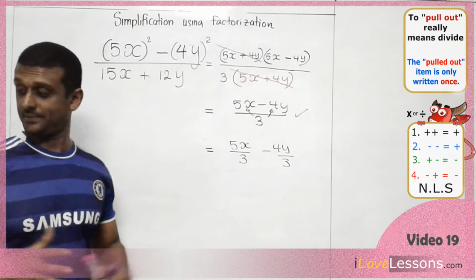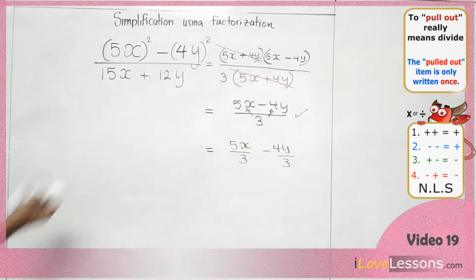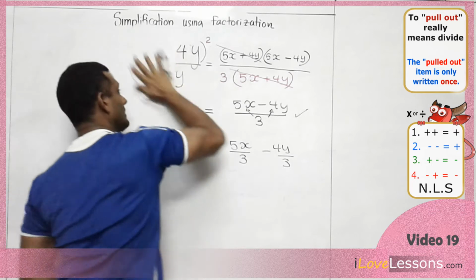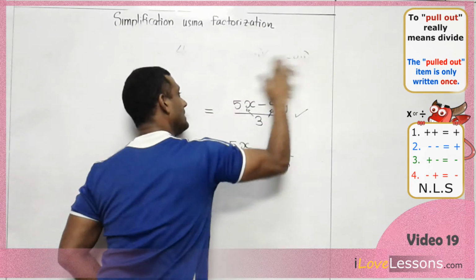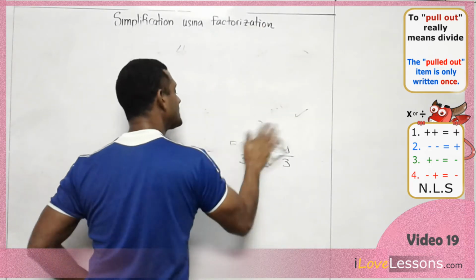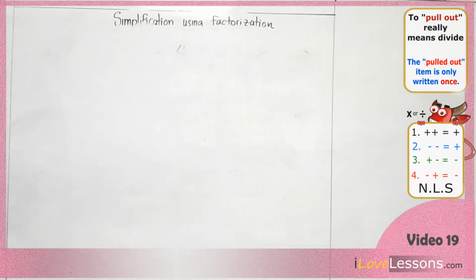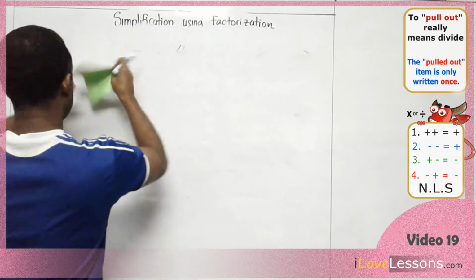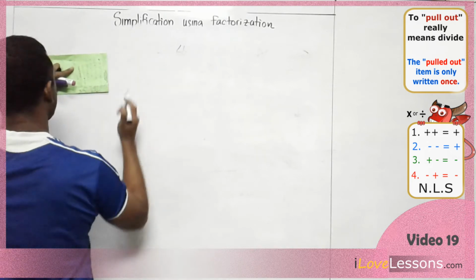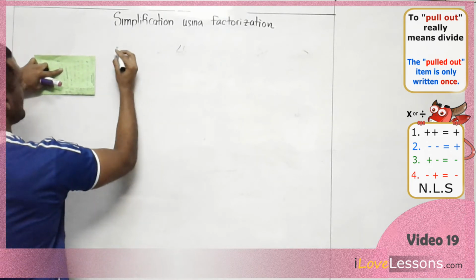Let's try a third one. All right, let's see. This one, I think I'm going to put a quadratic somewhere in there. Let's see. Oh, it was the wrong side. Let's try this one.